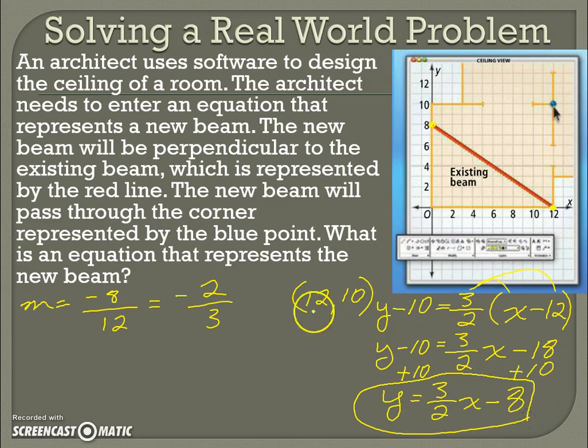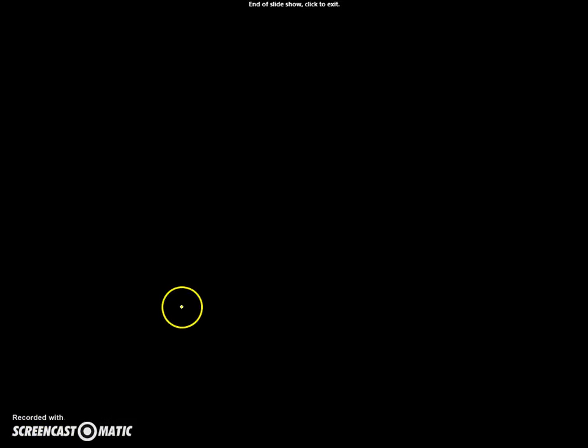All right, so that is how you would solve that. So you'd have to identify the slope first and then find your point. And after you have the slope and the point, you use the opposite reciprocal, point-slope form, to get it down into slope-intercept form. So y equals 3/2 x minus 8. And that's it for today, so I'll see you in class.